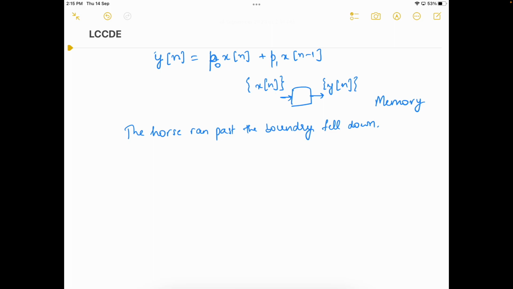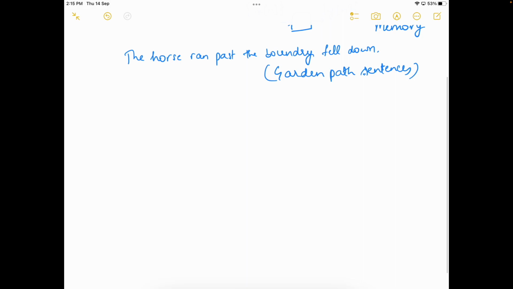These are called garden path sentences. In these sentences, if you try to do causal translation you will be in trouble. Basically you need to see the entire sentence and then only you can do the translation. Okay, so this was just a kind of detour, but I hope it was interesting.